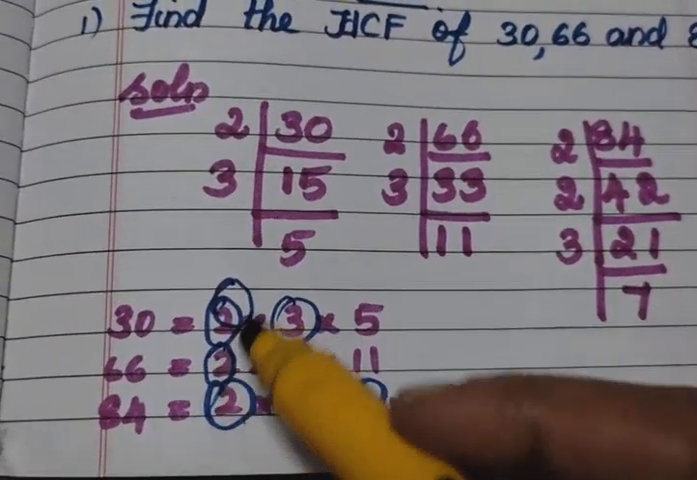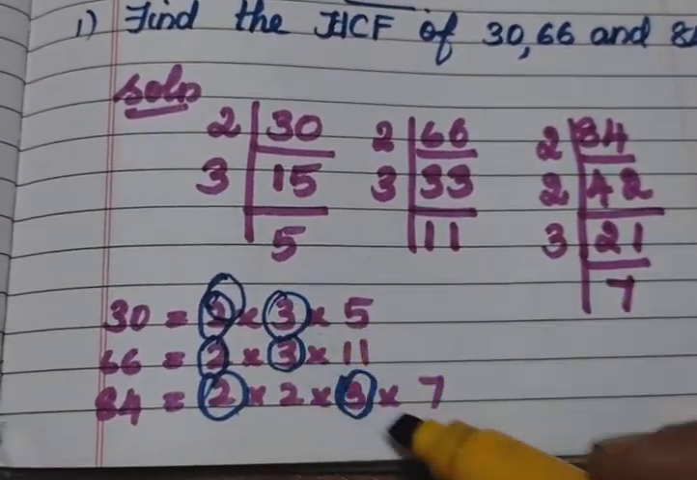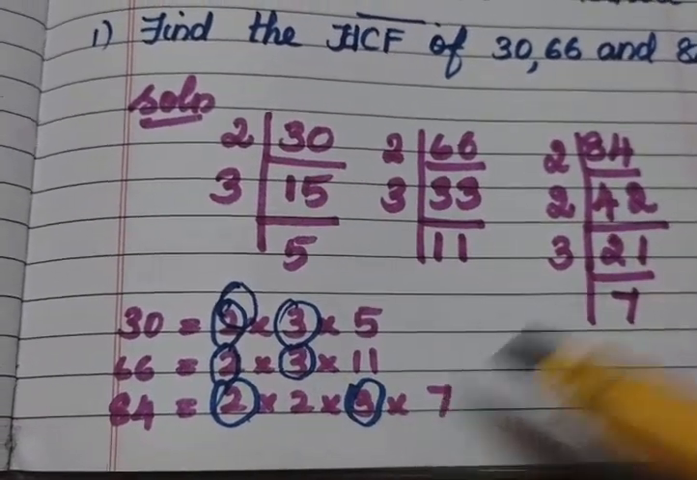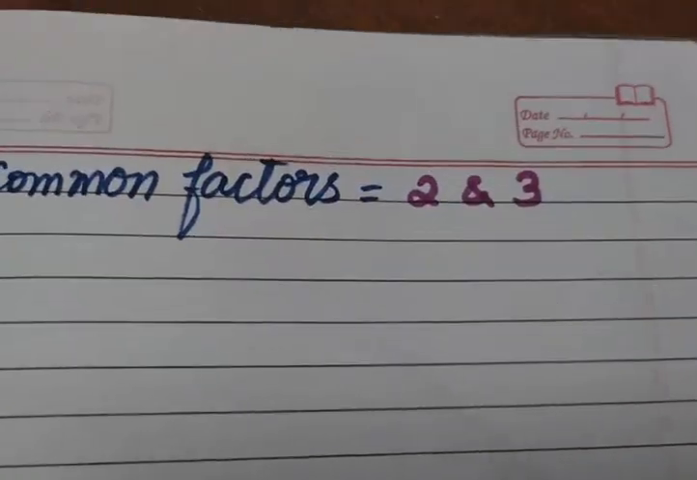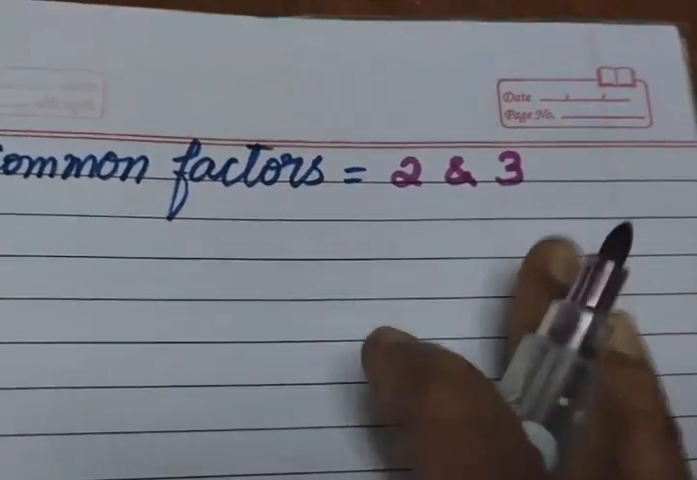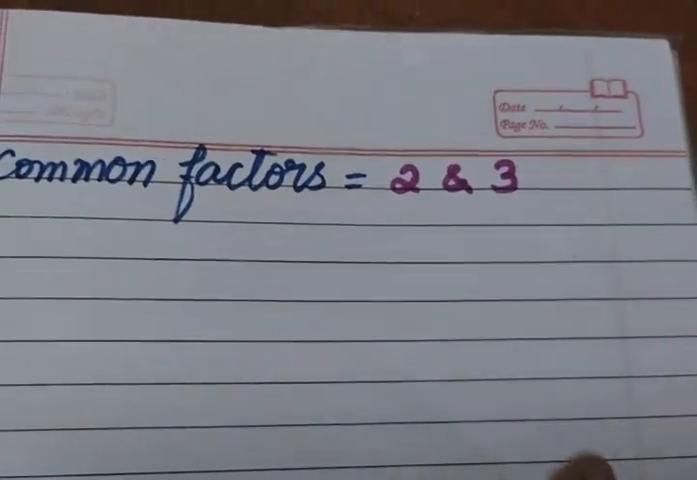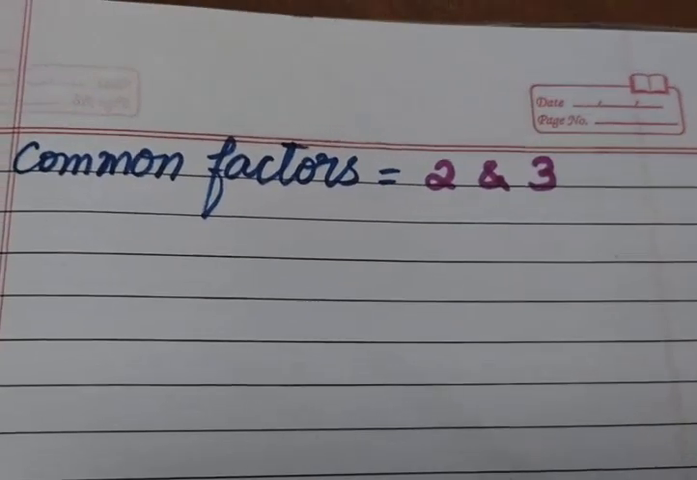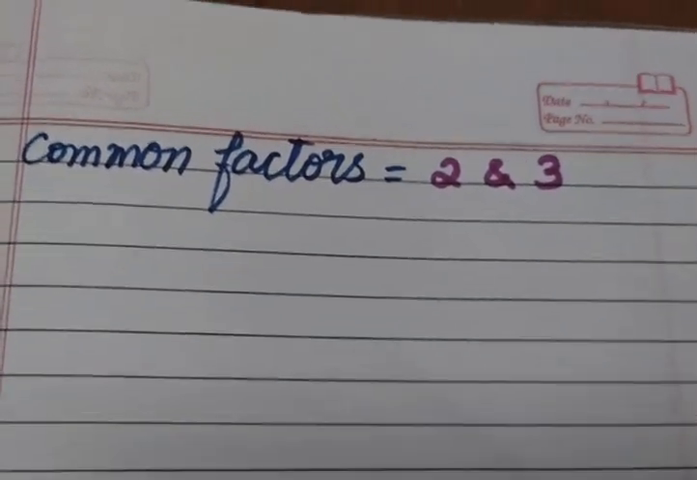So 2 is common, and 3 is also common. Children, the common factors are 2 and 3. Then we are going to find the HCF. That means we have to find the product of these common factors.